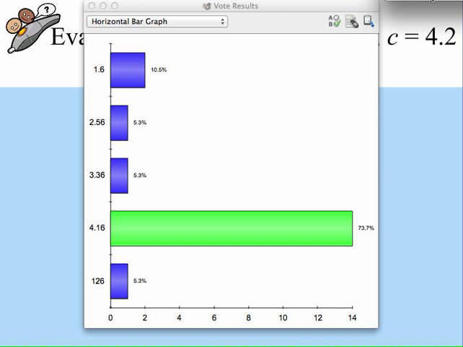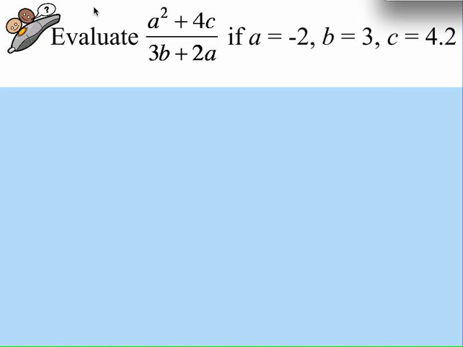Okay, so you can see that the answer should have been 4.16. And actually we had a higher percentage there, so that means we're improving. Good job. Okay, so a squared, if I go ahead and sub negative 2 in, I should have gotten 4. 4c, you should have gotten 16.8.